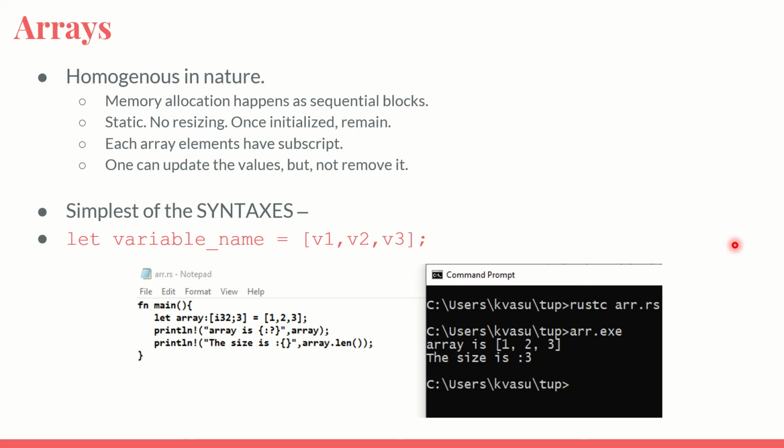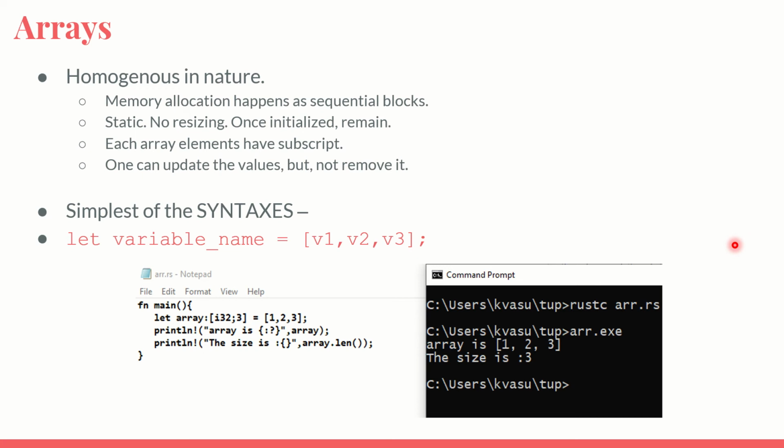Array is all about homogeneity. Arrays are homogeneous in nature. The memory allocation will happen in a sequential way, which means block 1, block 2, block 3 continuously, in a sequential way. And it is static in nature. No resizing happens. Once initialized, it remains. And the most important thing we need to understand and remember, like any other programming language, here as well we have a subscript allocated to each element of the array, and one can update the values but not remove them.